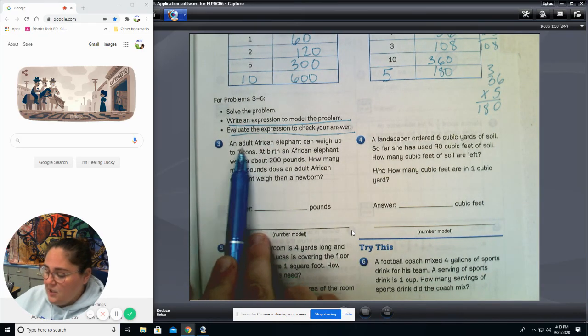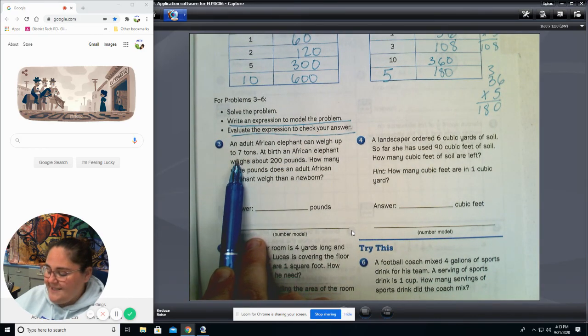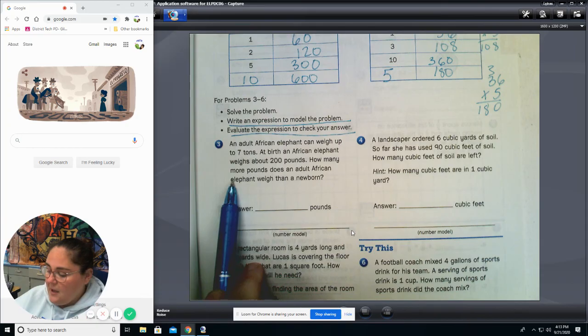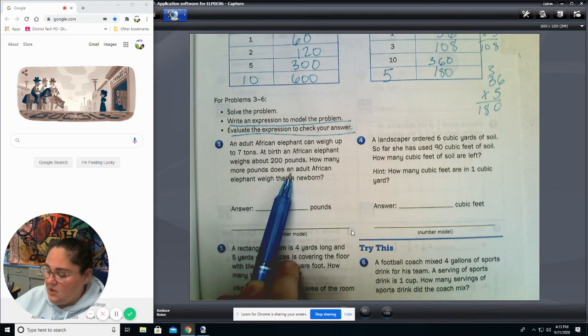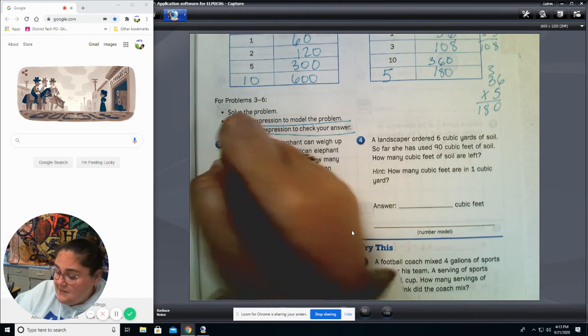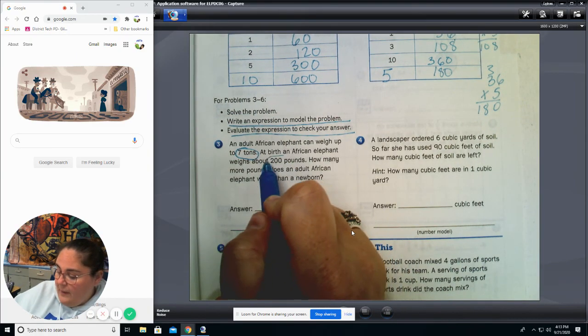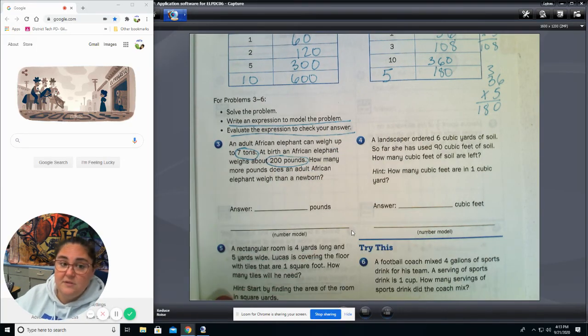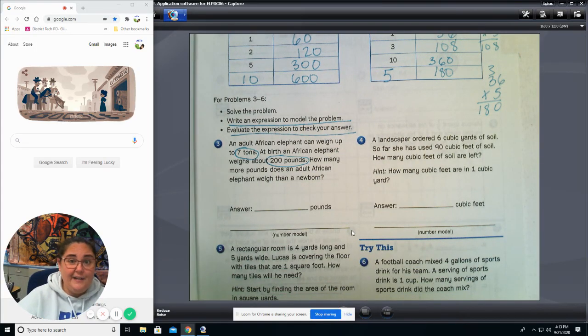So an adult African elephant can weigh up to 7 tons. At birth, an African elephant weighs about 200 pounds. How many more pounds does an adult African elephant weigh? So they can weigh up to 7 tons, but at birth, they weigh 200 pounds. Before I do anything, I need to figure out what I'm going to convert. I need to figure out what I'm going to change.